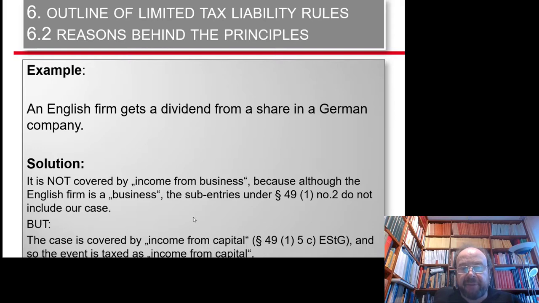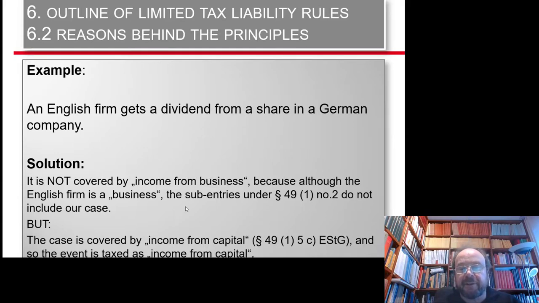So, for example, if an English firm gets a dividend from a share in a German company, that would not be covered by income from business in section 49(1) number 2, because it is not a part of a German permanent establishment's profit, and it can also not be found in the other letters of paragraph 49(1) number 2, but the case is still covered by the label income from capital, and so we can tax it under that entry, and that will be done then.